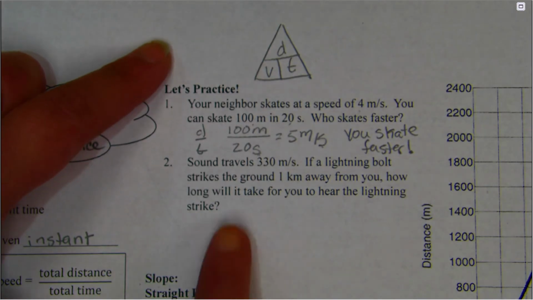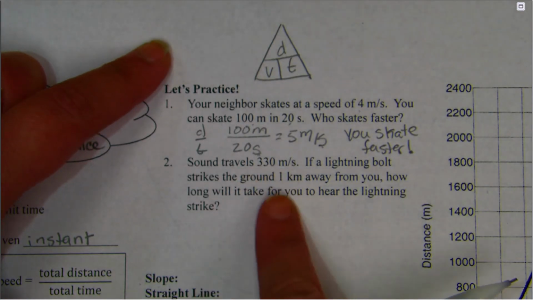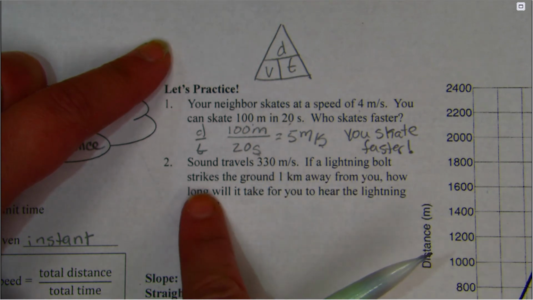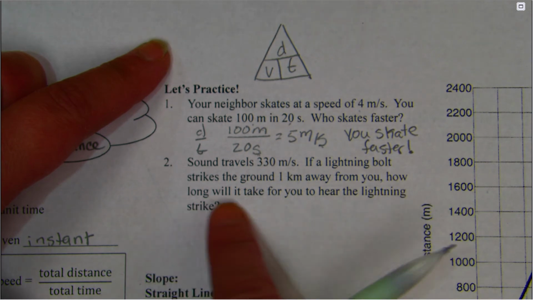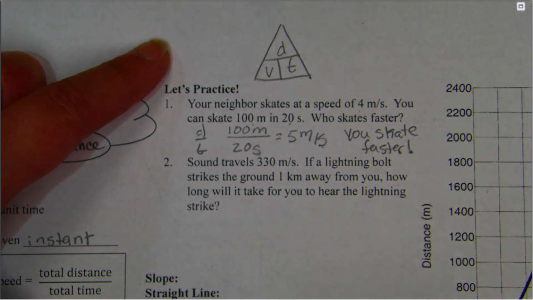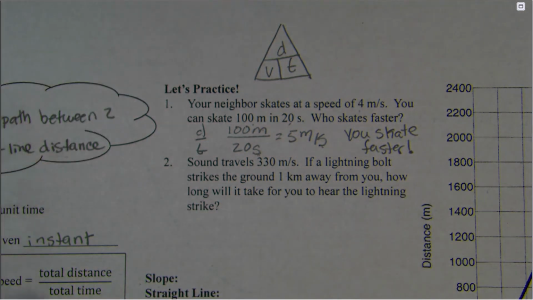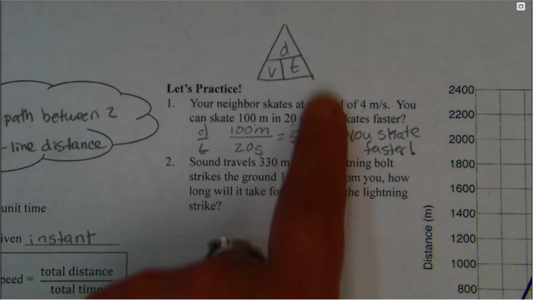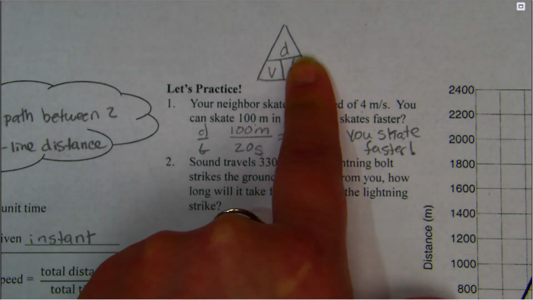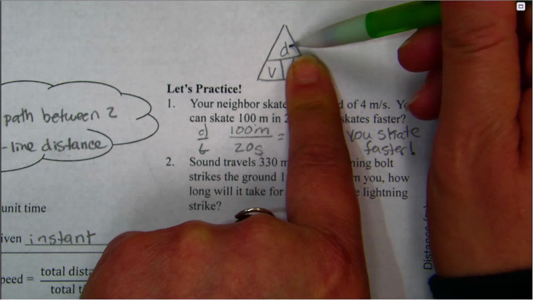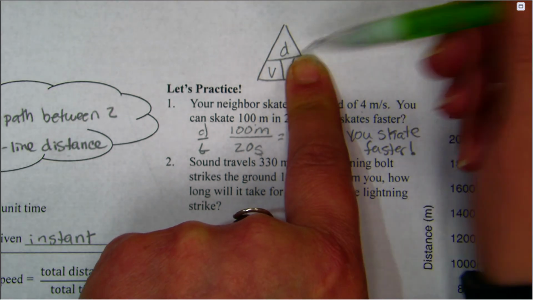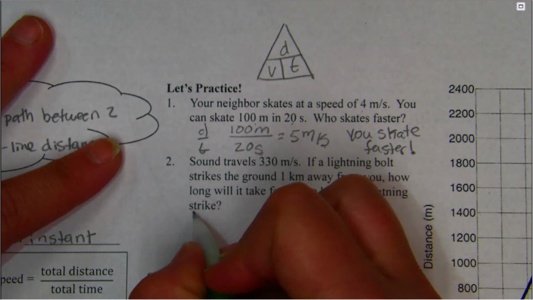Sound travels at 330 meters per second. If a lightning bolt strikes the ground 1 kilometer away from you, how long will it take for you to hear the lightning strike? So how long, that's going to be time. We are looking for time. So I'm going to cover up time in my triangle, and how am I going to solve for time? Distance divided by velocity.